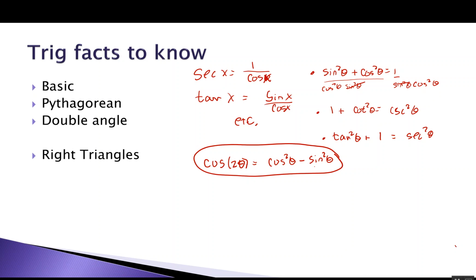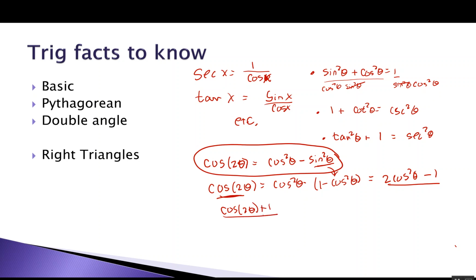For example, if I turn that sine squared theta into a cosine squared theta, this will give me cosine of 2 theta equals cosine squared theta minus 1 minus cosine squared theta. So I'm using a Pythagorean identity to turn that into a cosine. And that becomes 2 cosine squared theta minus 1. And then if I take these, I can find that cosine 2 theta plus 1 all over 2 equals cosine squared theta. You can do the same thing for sine. Just go up to the very first one and change that cosine squared into a sine squared, and you can solve for sine squared theta.